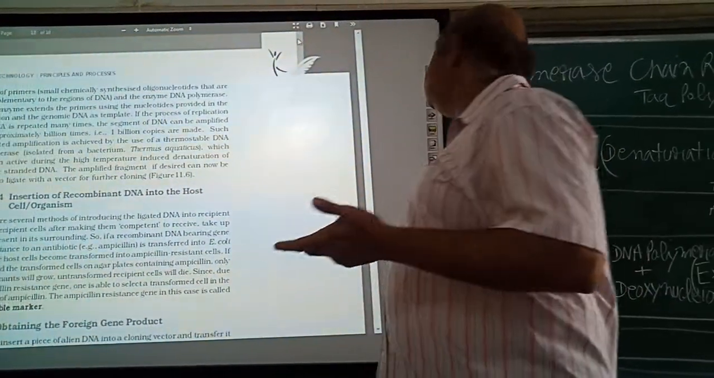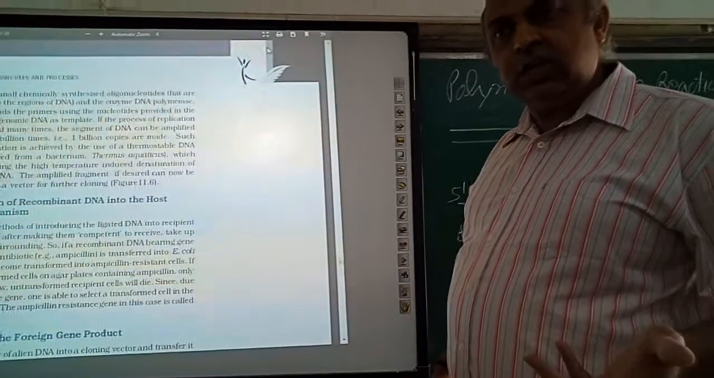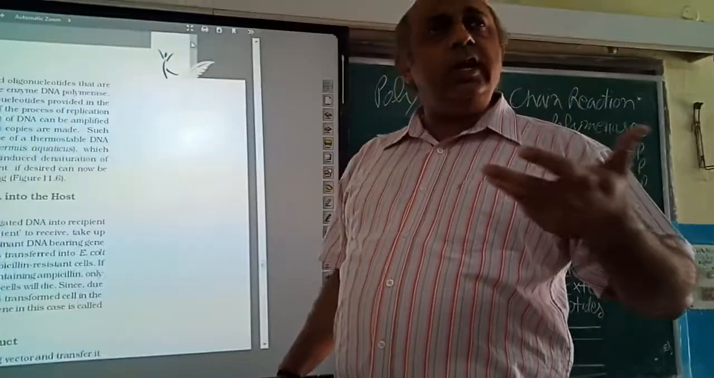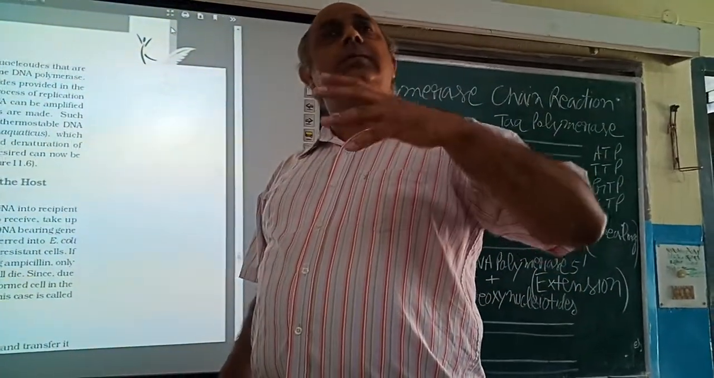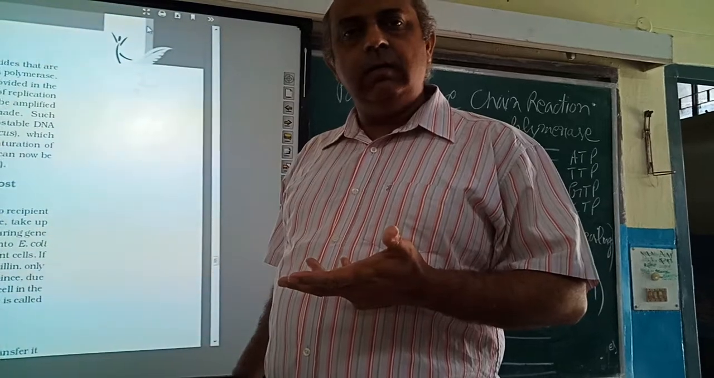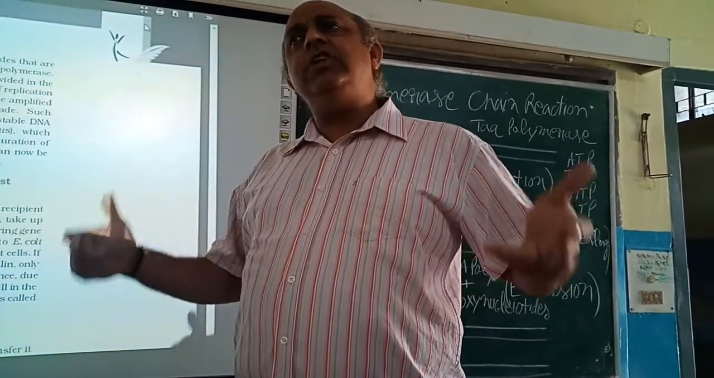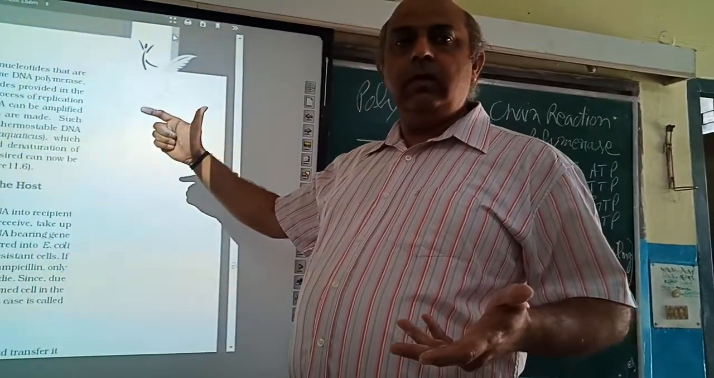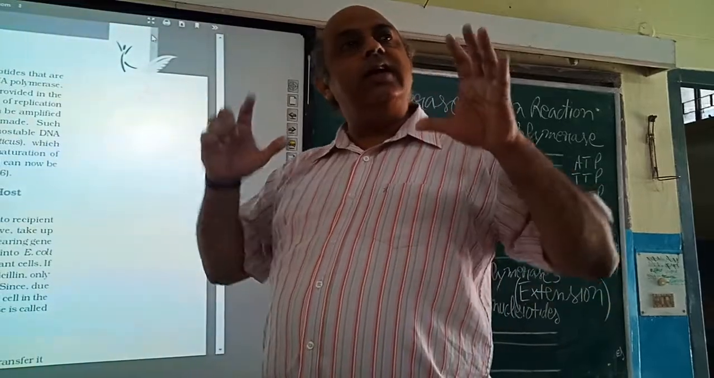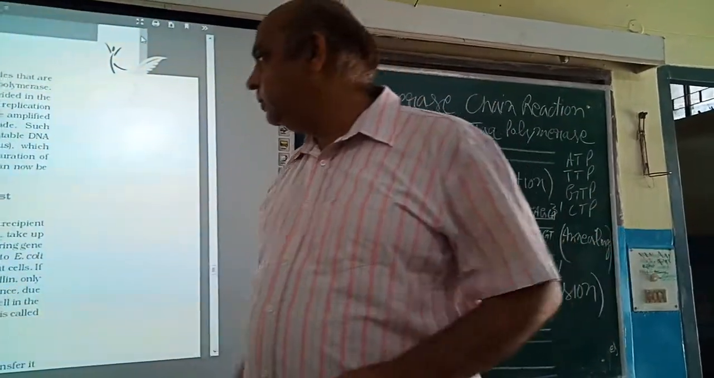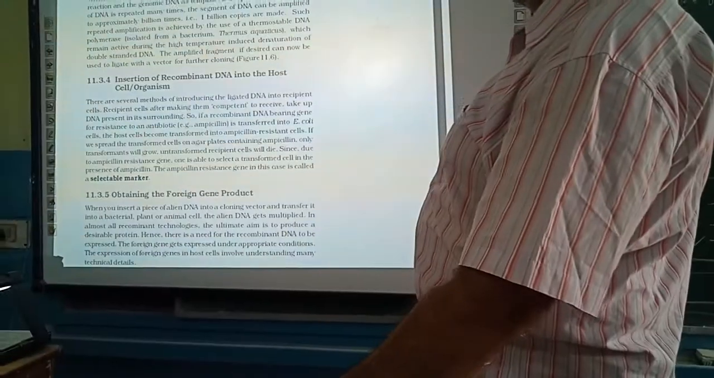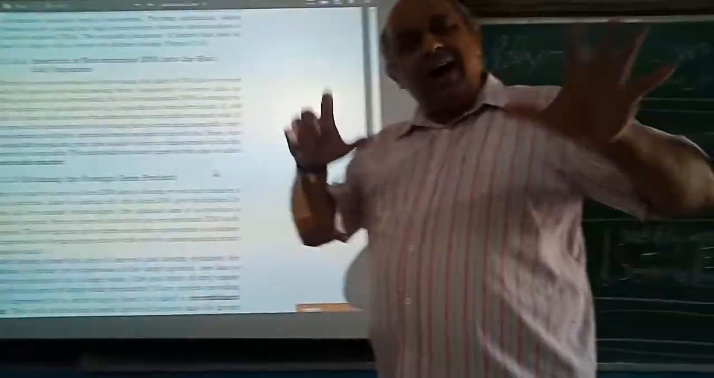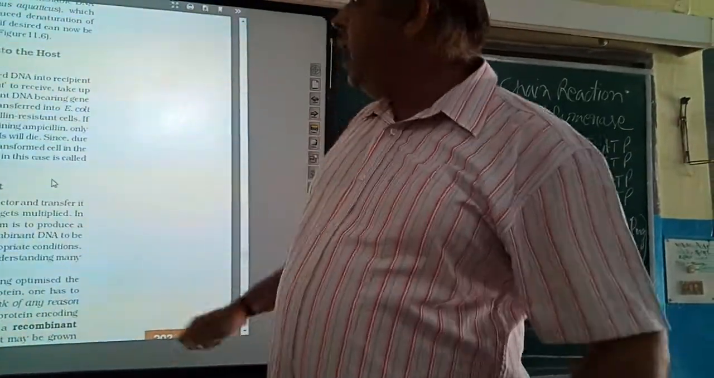The technique is called PCR, polymerase chain reaction. A number of times we need a sufficient quantity of DNA, as happens in DNA fingerprinting, but if we don't have a sufficient amount of DNA, our purpose is solved by PCR, because with the help of PCR we can increase the DNA content manifold. The next topic is insertion of recombinant DNA into the host, and that we have already discussed.